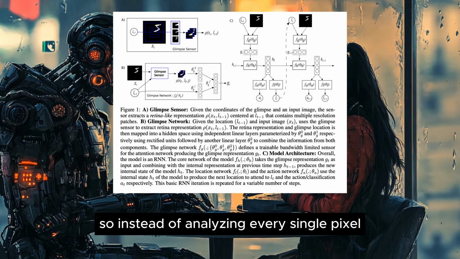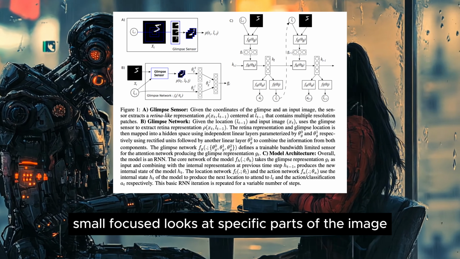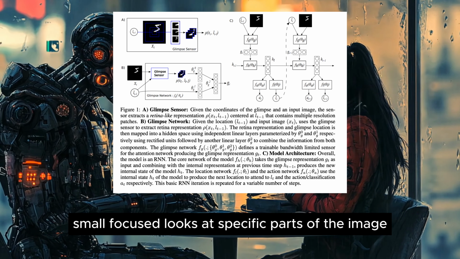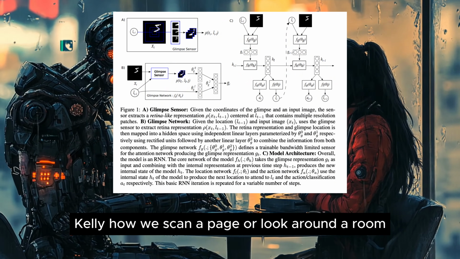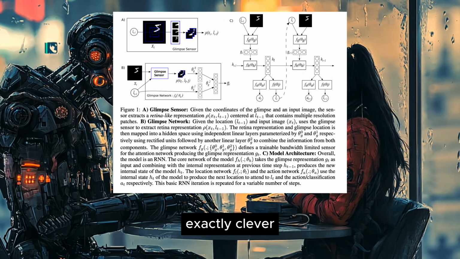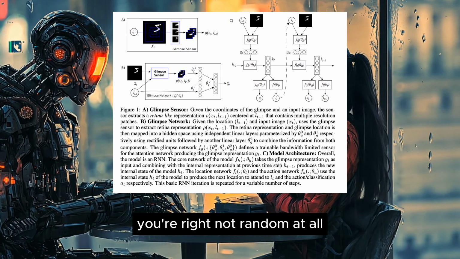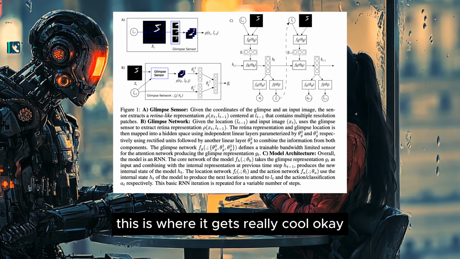So instead of analyzing every single pixel, the model takes a series of glimpses, small focused looks at specific parts of the image. Kind of like how we scan a page or look around a room, just focusing on the interesting bits. Exactly. Clever. But how does the model know where to glimpse? It can't be random, right? You're right, not random at all. This is where it gets really cool.